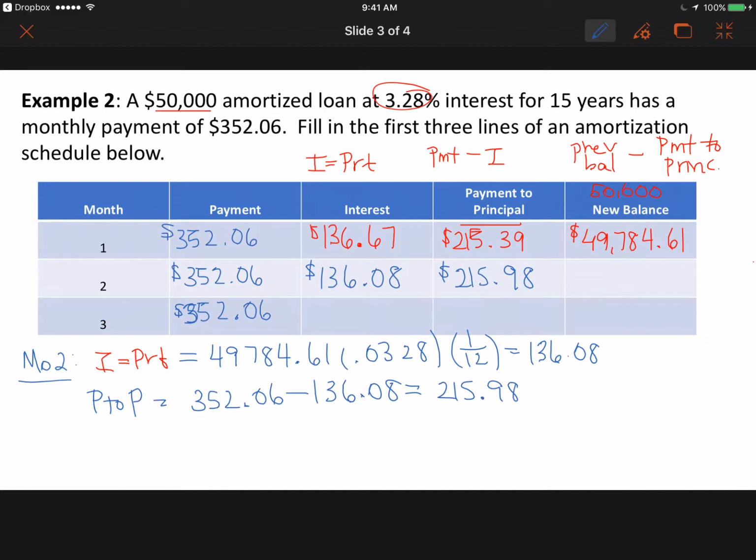And finally, the new balance is going to be the previous balance. So that's 49,784.61 minus the payment to principal, which was 215.98. So plugging that into your calculator, you should get 49,568.63.